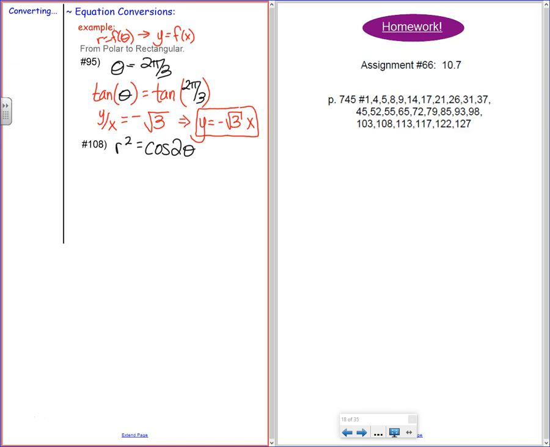Good eye on that one. r squared. Ooh, that's an easy formula. r squared anyway. r squared equals what? x squared plus y squared. Sweet. r squared's gone. Uh-oh.